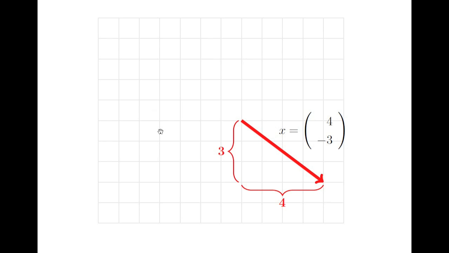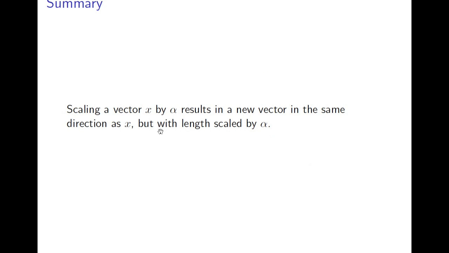Similarly, if we look at the same vector and we scale it by a negative number, in this case negative 1/2, you get the vector that points in the same direction but has negative 1/2 the length. In other words, the vector points in the opposite direction and has half the length. So, to summarize, scaling a vector by alpha results in a new vector that is in the same direction as the original vector, but with lengths scaled by alpha.